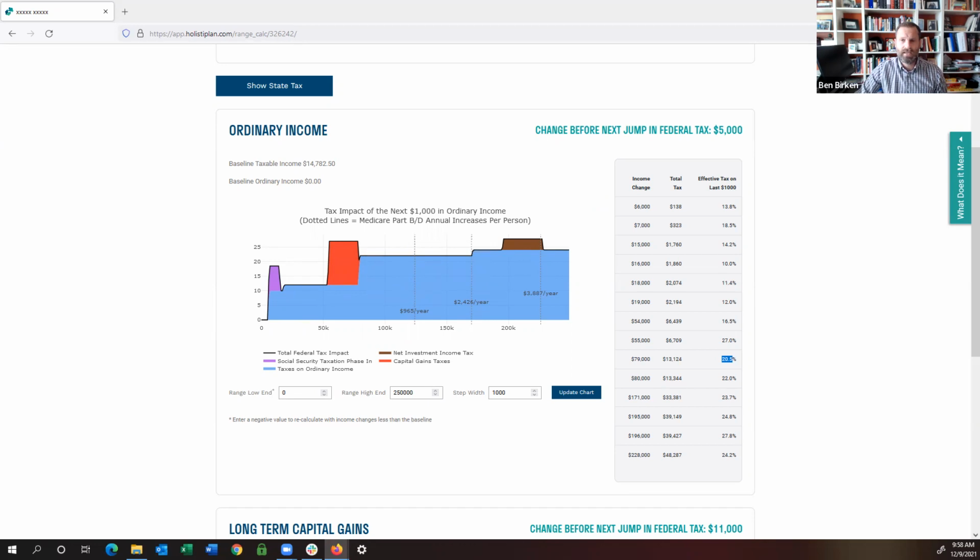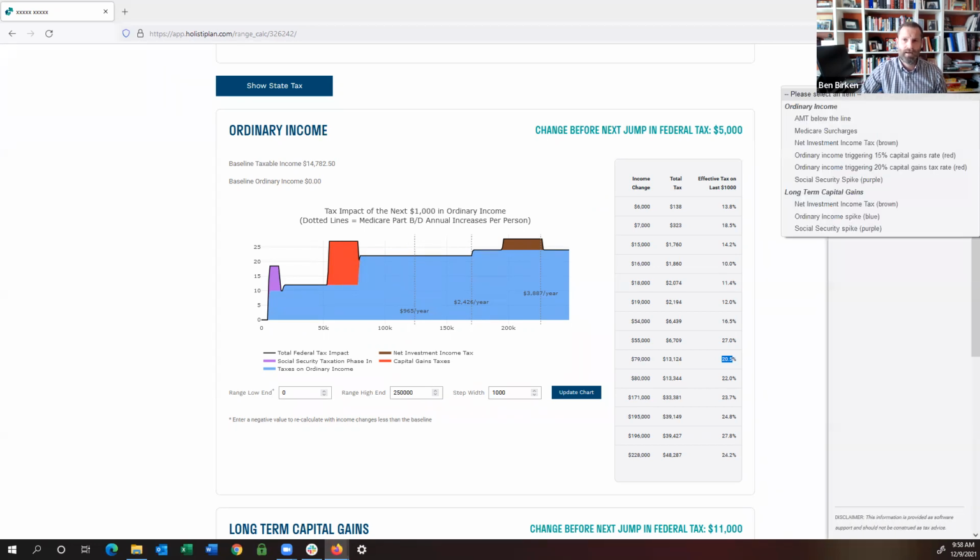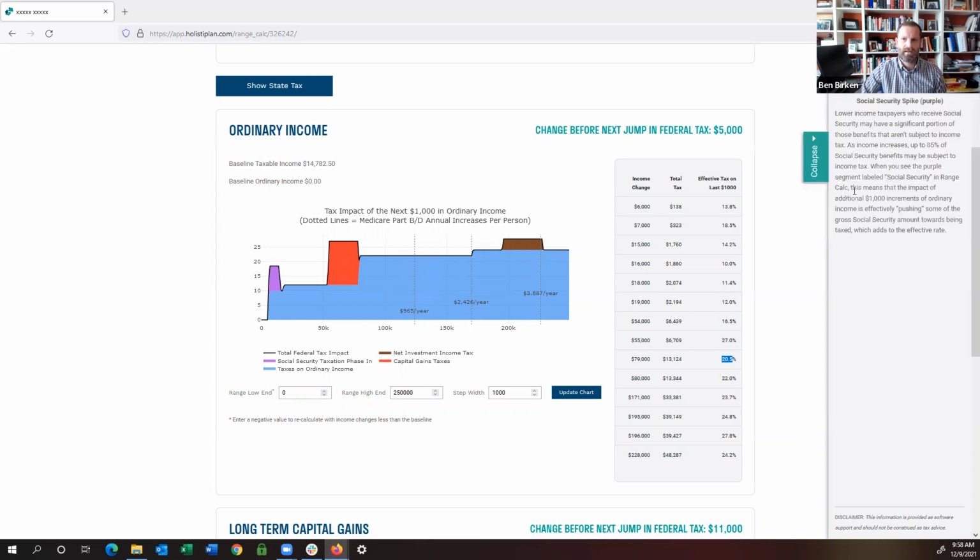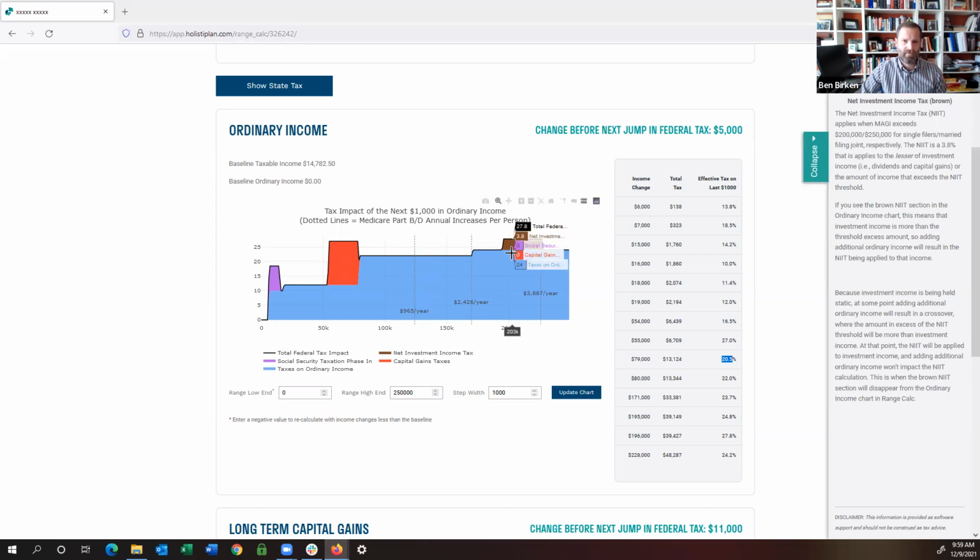We know that sometimes it can be hard to remember everything, which is why within the range calc screen, we've got this what does it mean tab. If you open up this tab, you'll see a bunch of different drop-down items, divided between the ordinary income and the long-term capital gains charts. These are the most common things. So if I say, I don't remember what that purple Social Security spike means when I see it, if I click on that, you'll see a description of what it means. Same thing for the net investment income tax: what does it mean when I see the brown net investment income tax on my ordinary income chart?